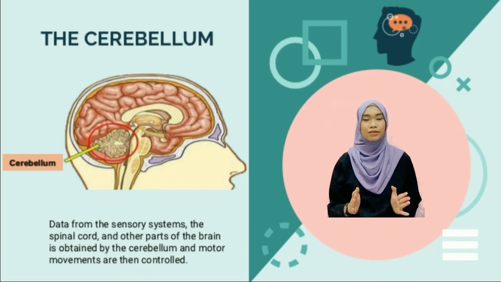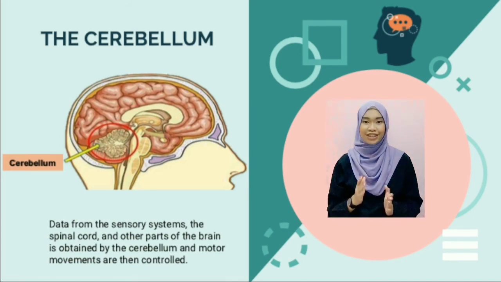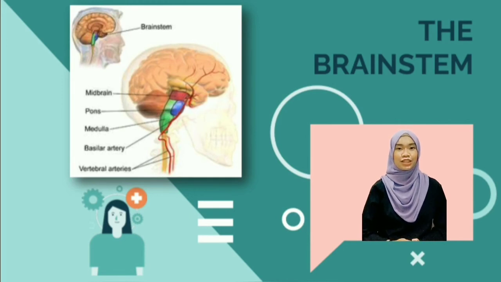Okay, the cerebellum is located behind the top of the brainstem, where the spinal cord meets the brain, and consists of two hemispheres. For information, the cerebellum collects signals from the sensory organs, the spinal cord, and other brain sections, and then controls motor activity.